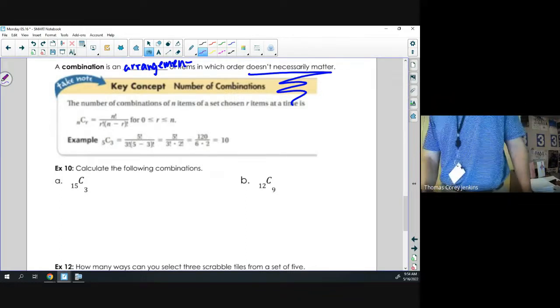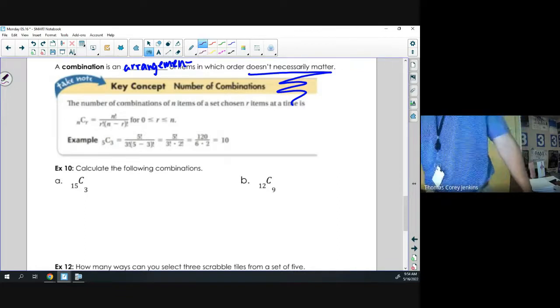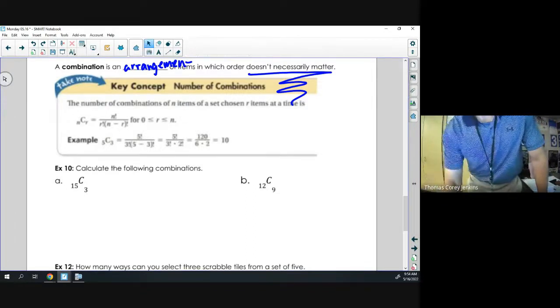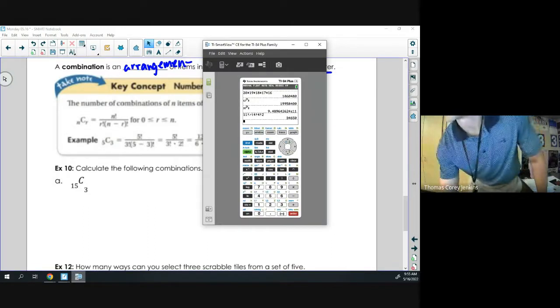There is this formula you can use, but I'm not even going to worry about showing this by hand. We're just gonna use the shortcut. We'll just type this into our calculator and not really worry about how it works by hand because we're a little bit low on time anyways.